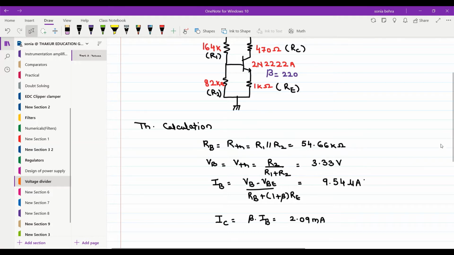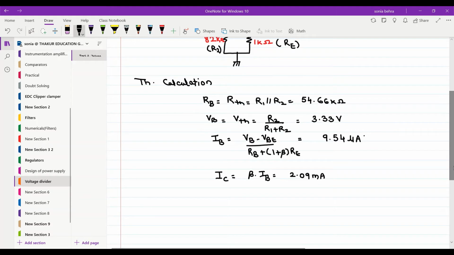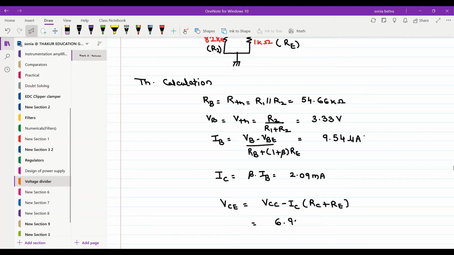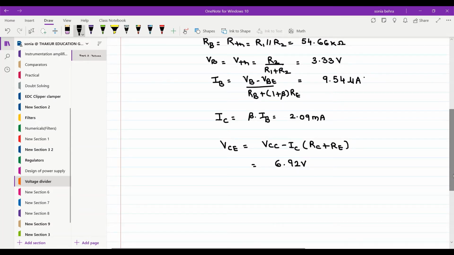Lastly, you have to find out VCE. VCE is equal to VCC minus IC times RC plus RE. This comes out to be 6.92 volts. Therefore, Q point is equal to 6.92 volts, 2.09 milliamps.